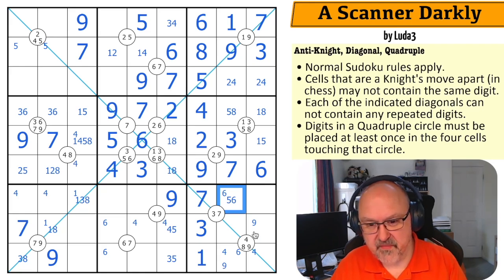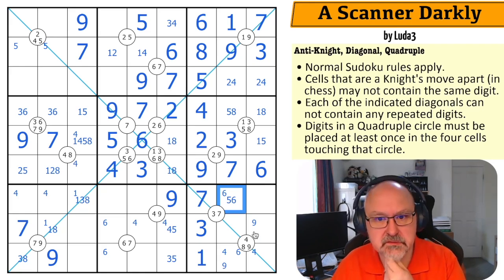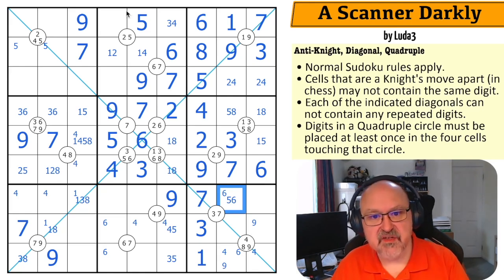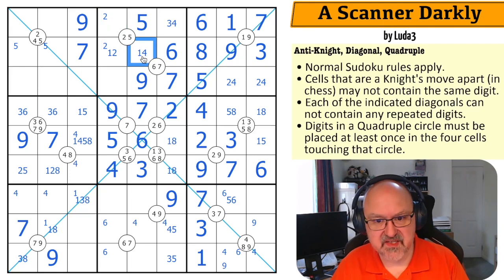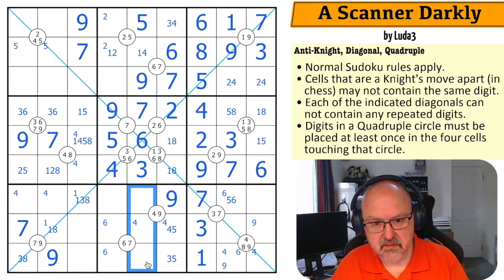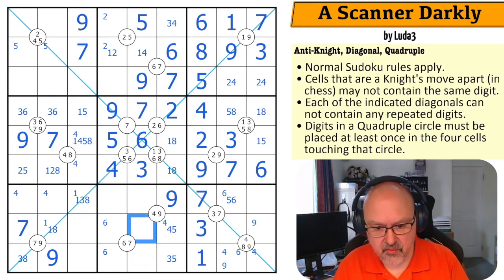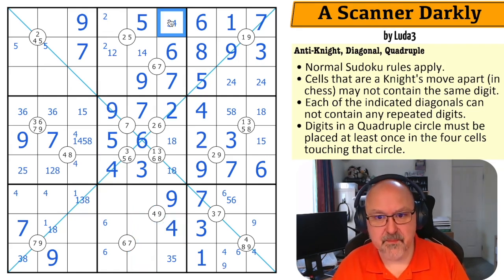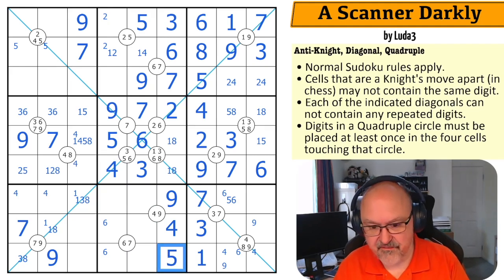No. So 2 is looking down from here because this can't be a 2. So 2 is looking down from here. So 2 is in one of these 3 cells. Oh, that 4 sees that 4. So this is the 4, which looks up making that 3 and making that the 5.